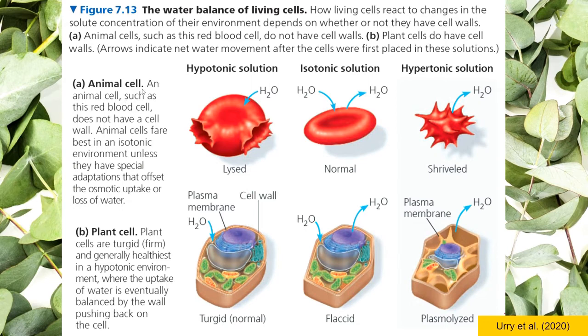So animal cells, in this case a red blood cell, do not have a cell wall, right? Because of that, they fare best in an isotonic environment. It means that there's an equal amount of water molecules within and outside the cell. So when placed in an isotonic solution, there will be an equal amount of water going in and out of the cell. The red blood cell will be normal.